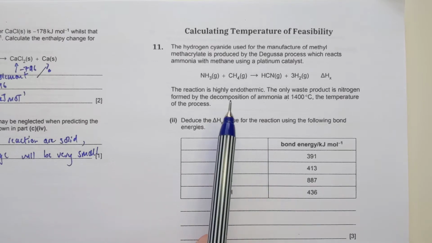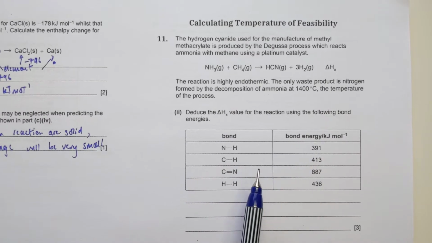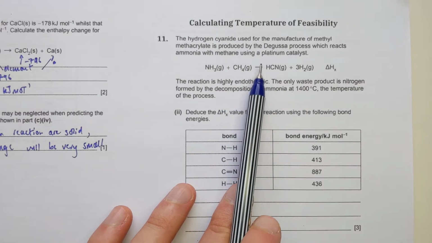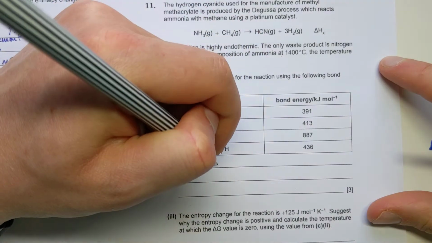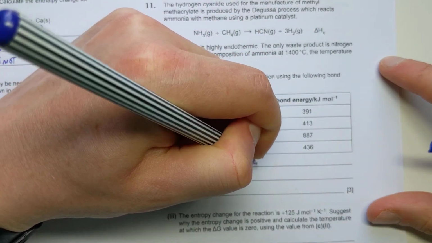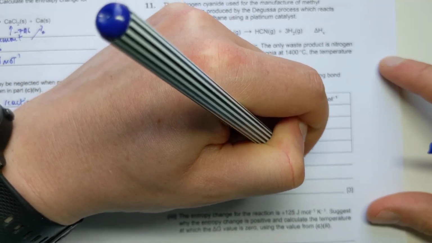So in question 11, you're given an equation and you've got a strange kind of start. We're going back to AS2. We're looking for bond breaking, bond making calculations, and we've been asked to work out the enthalpy change for the whole reaction here. So just like before, we're going to split up into two sections: bonds broken in the reactants and bonds made in the products.